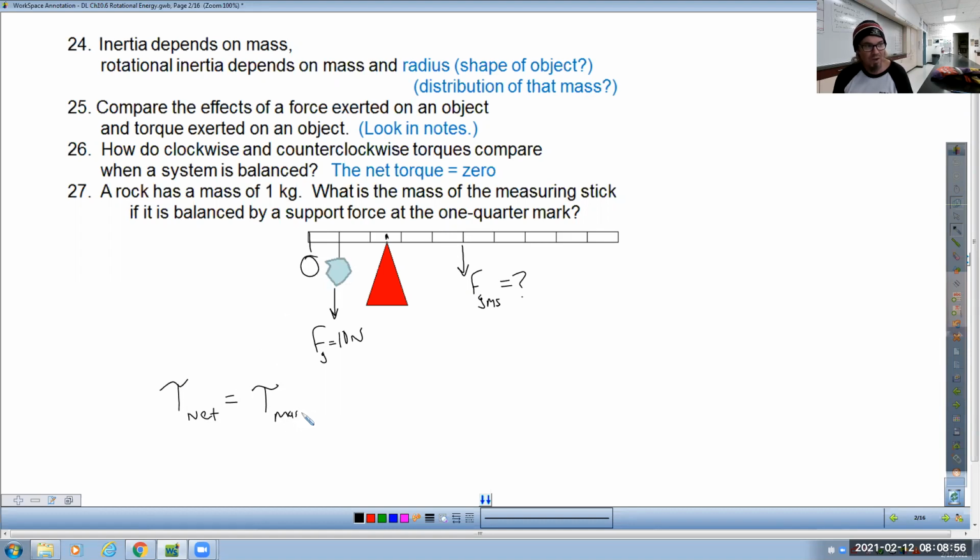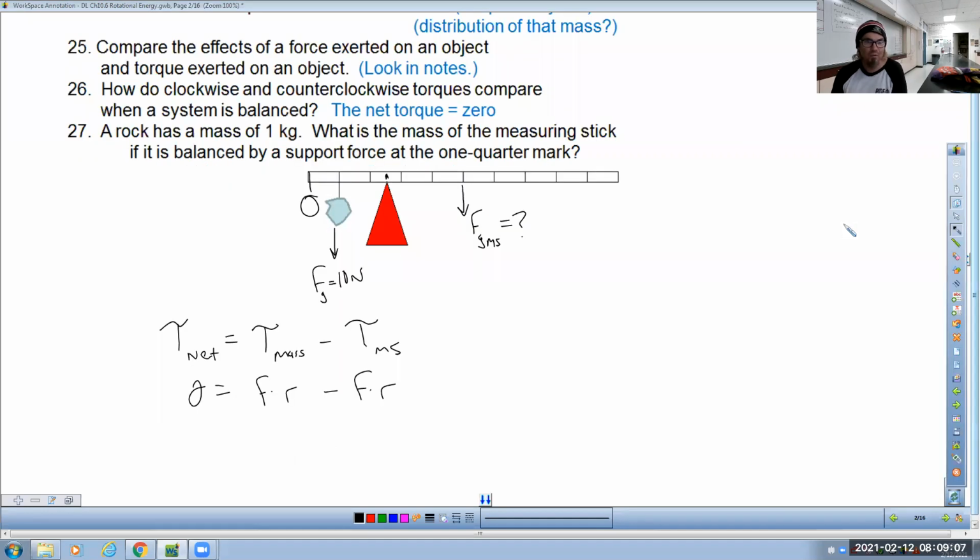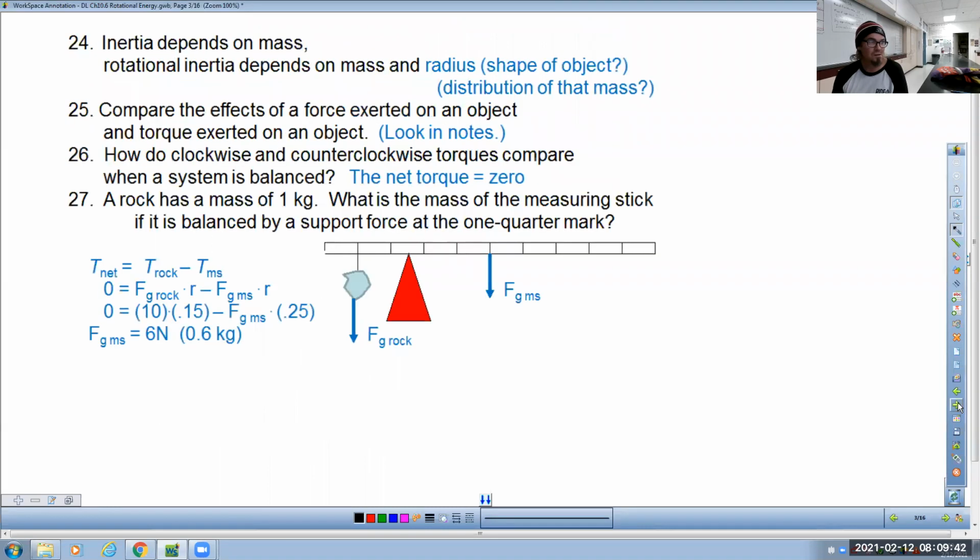So the torque caused by the mass minus the torque caused by the meter stick. Zero equals F times R minus F times R. So if indeed I meant to do what I have in the picture here, what I'm going to use for my R, sorry, I'm trying to get the eraser. There it is. Okay, now it won't let me get the pen. There it is. 10 newtons times the distance away. I see that as 15 centimeters minus FG for the meter stick times its distance away, which is 25 centimeters. So I'm going to hope that that's what I did on the next slide. I did. Good. Pretty easy question, right?